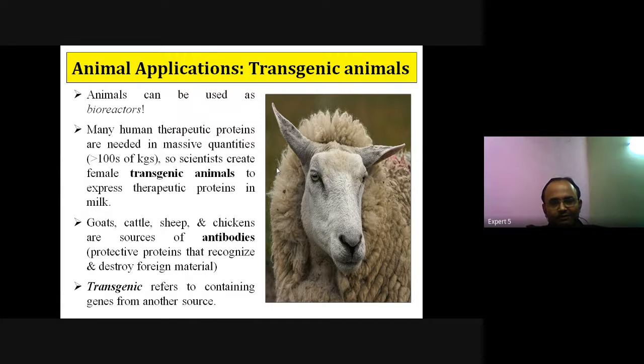Particular animals, such as goats, cattle, sheep, and chickens, are sources of different antibodies. This means that with the help of genetic engineering, we can produce antibodies in these types of animals.